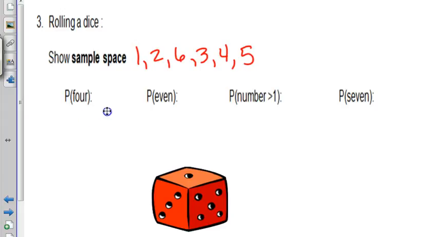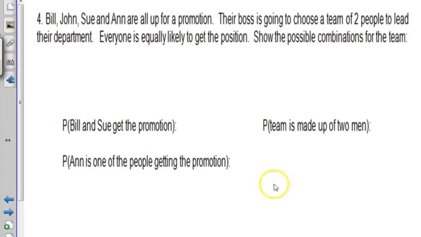So the probability of a 4 is 1 out of 6. Of an even number, 1/2. Greater than 1, and a 7. Okay. We survived that.